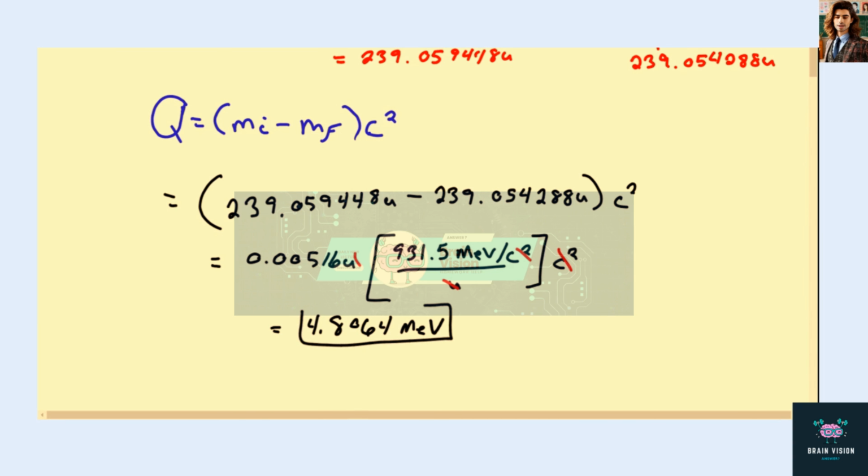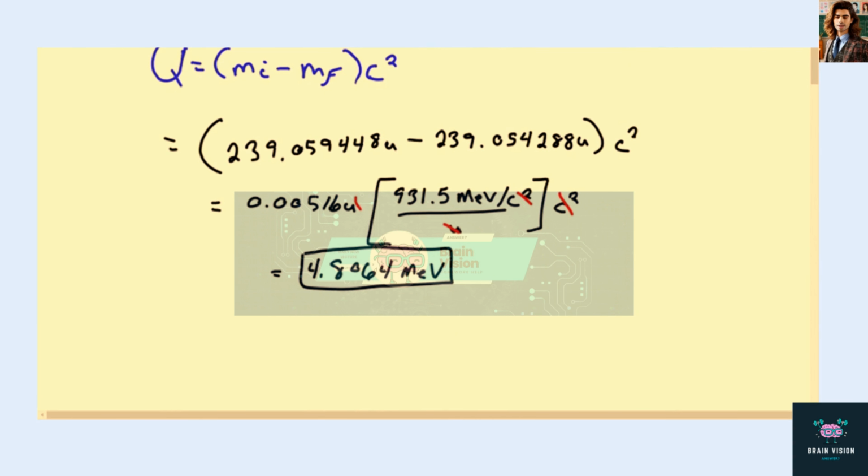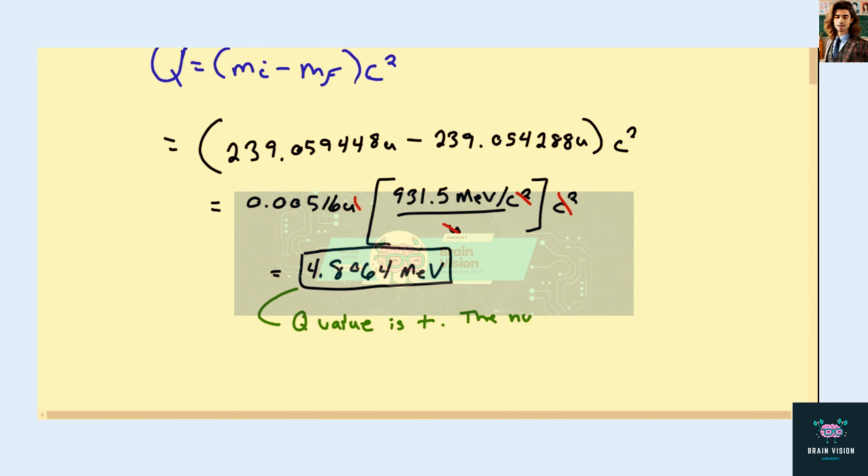Okay. And since the Q value is positive, the nuclear reaction of a slow neutron is possible.